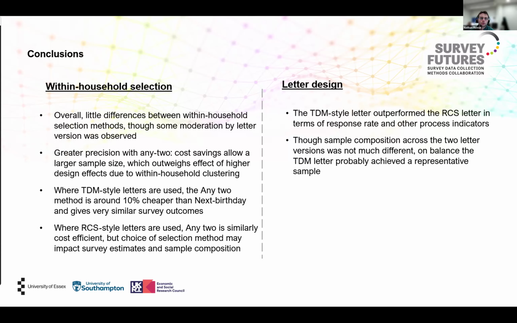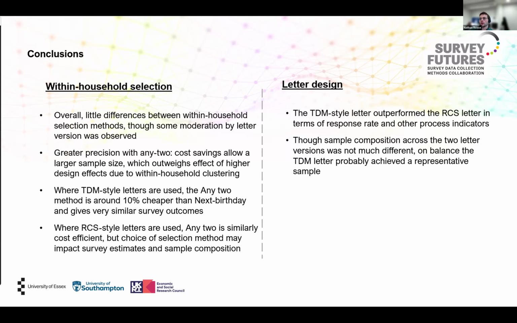I didn't mention this, but we did look at the precision of the estimates between the two methods, and there was no big difference. So that basically means that we can get greater precision with any two, because since it's a cheaper method, with the same budget, we could achieve a larger sample size, and that will outweigh the higher design effects that we saw with any two.